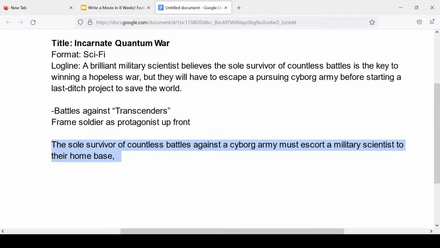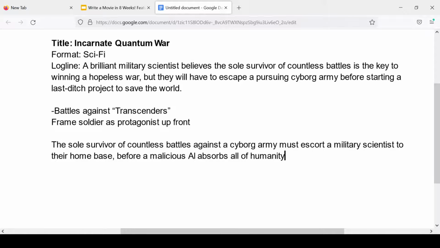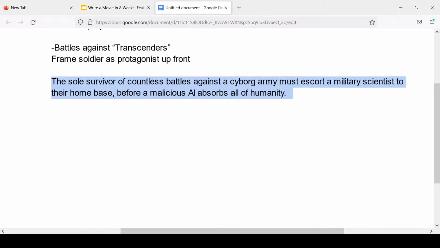So I would maybe think a little more like this. The sole survivor of countless battles against a cyborg army must escort a military scientist to their home base before, or else, the cyborgs destroy all of humanity. Are they trying to kill all the people, I'm guessing? Yeah, upload them or kill them. One of the two. Okay, so I'll say something like, before a malicious AI absorbs all of humanity. You don't have to use that, but that's just an example of what this logline might look like.